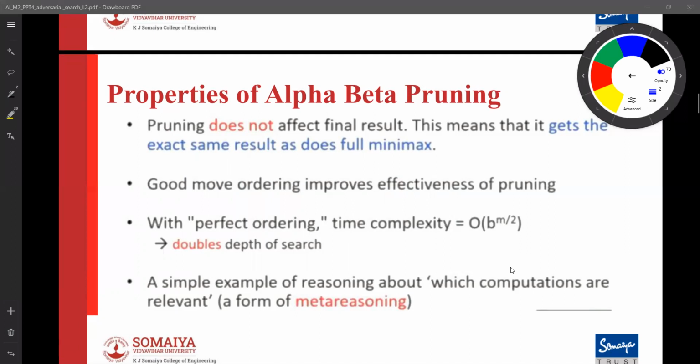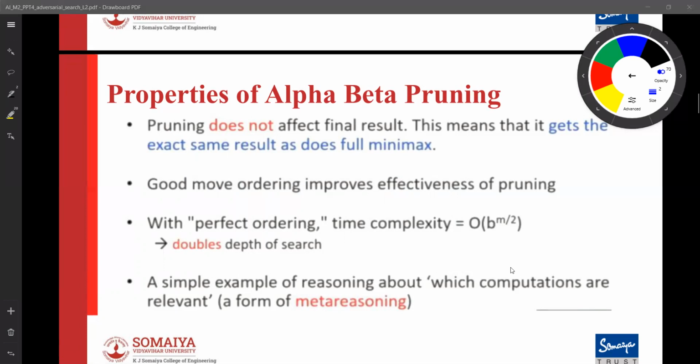Just by searching to more depth, you will have a better understanding and you will know the better move, because if we have a better understanding, then obviously we get the best move, and you can look ahead far enough.